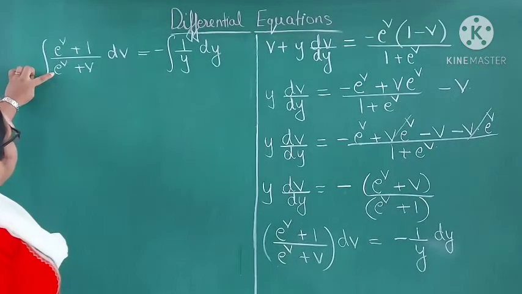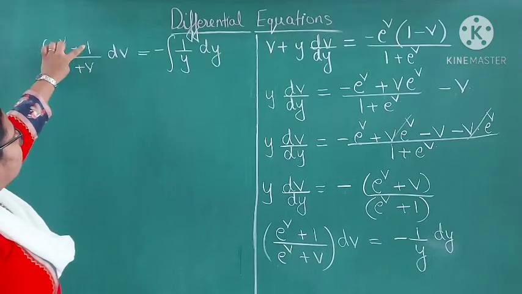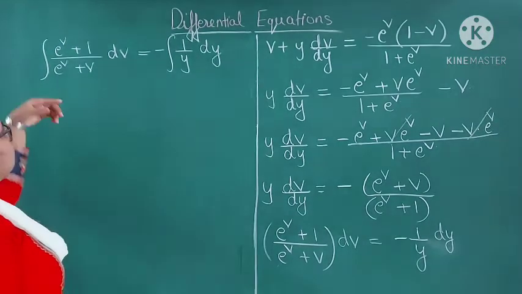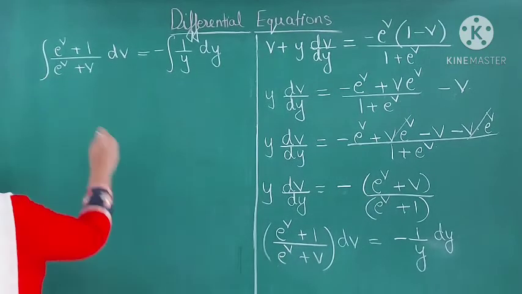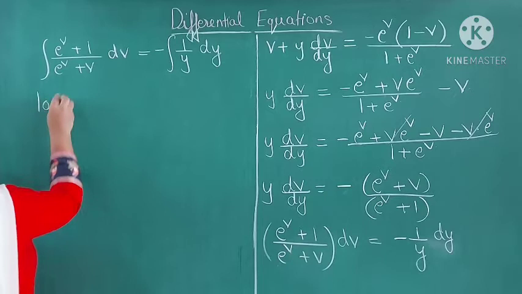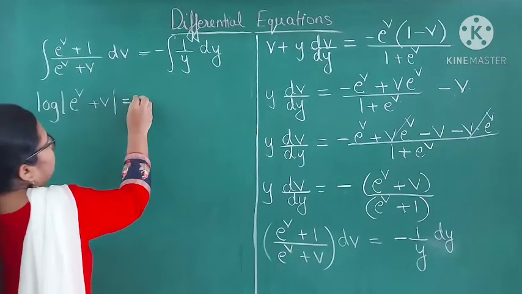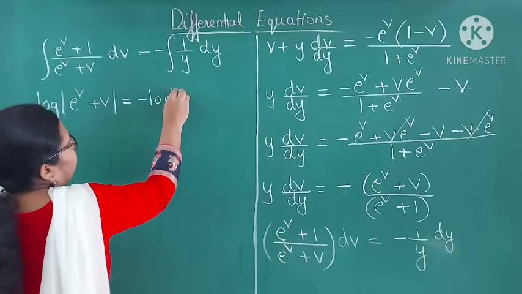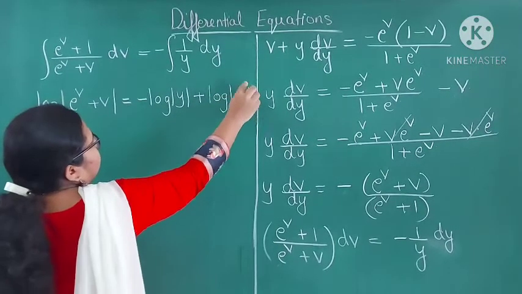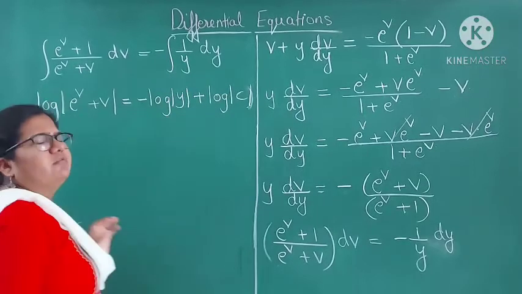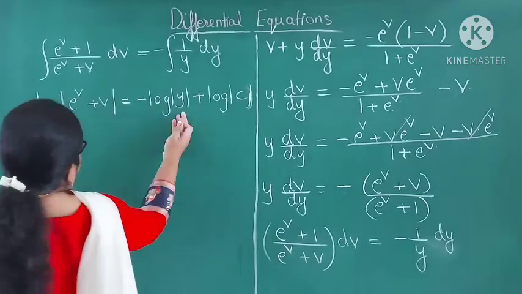Now clearly the derivative of e raised to v is e raised to v and the derivative of v with respect to dv is 1. So again this is in the form of f dash of x upon f of x. So clearly the integration is log of e raised to v plus v is equal to minus log of y plus log of c. 1 upon y integration with respect to y is log y. Then again I will take log y this side.